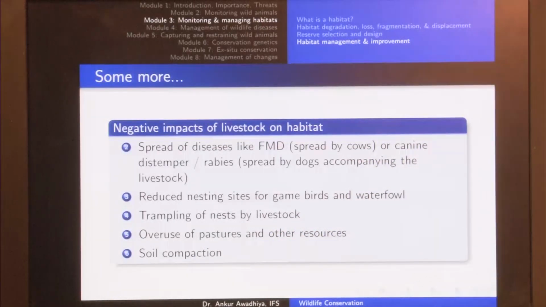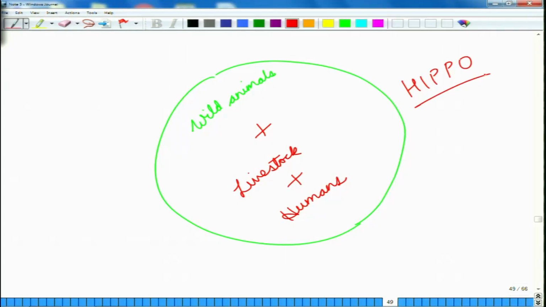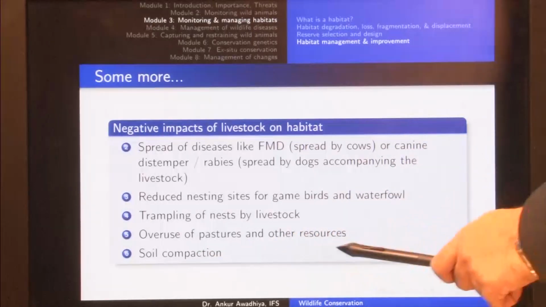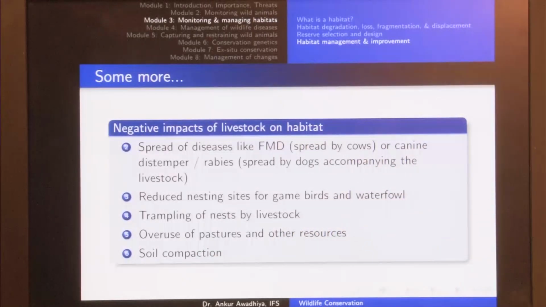So, like when we talked about the term HIPPO, HIPPO stands for all the factors or most of the factors that lead to habitat loss and degradation. Here O stands for overutilization of resources. So, in the case of loss of biodiversity, we have habitat loss, degradation and fragmentation, invasive species, pollution, human overpopulation and overuse of resources. In the case of competition, we also observe overuse of pastures and other resources such as the availability of water.